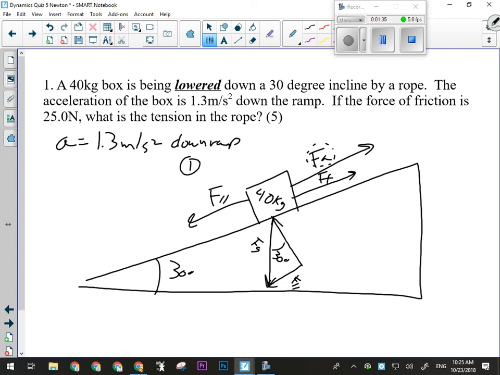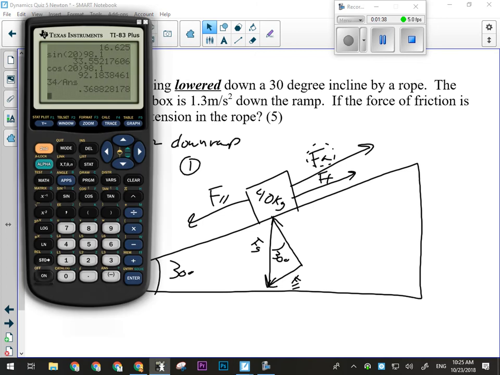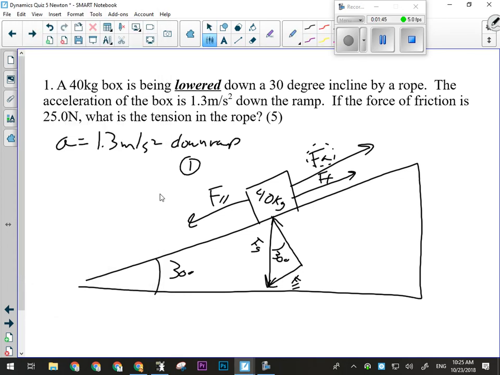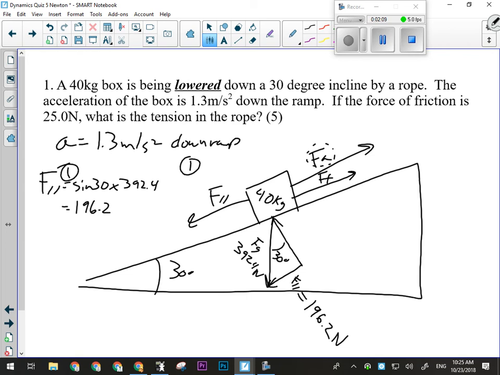So when we calculate FG, that's going to be 40 times 9.81, which will give us 392.4 newtons, which means that F parallel is going to be 196.2 newtons, because F parallel will be the sine of 30 times 392.4. Give them 1 mark for calculating F parallel.